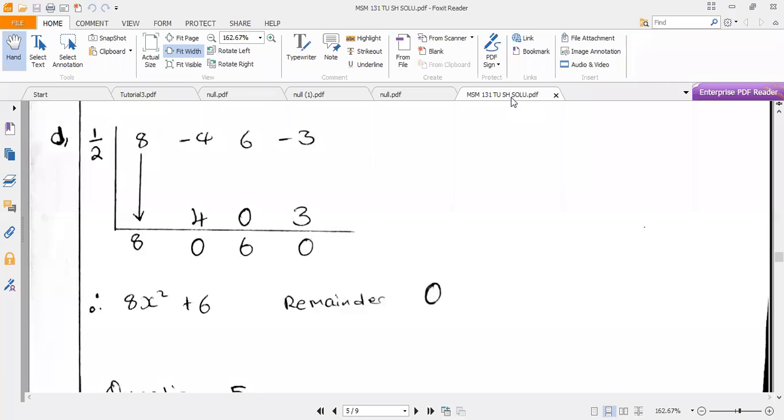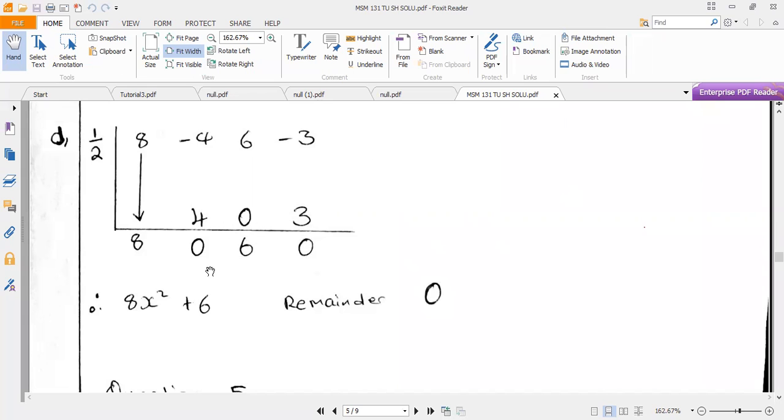So when dividing, we get the half. We drop the 8 and say half times 8 is 4. Then negative 4 plus 4 will be 0. Half times 0 is 0. 6 plus 0 is 6. Then half times 6 is 3. Then negative 3 plus 3 is 0.